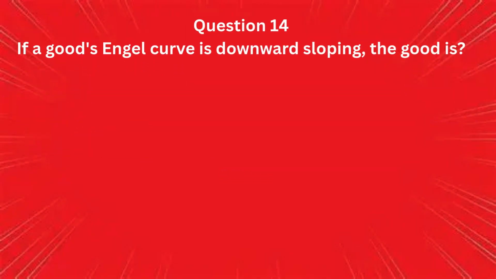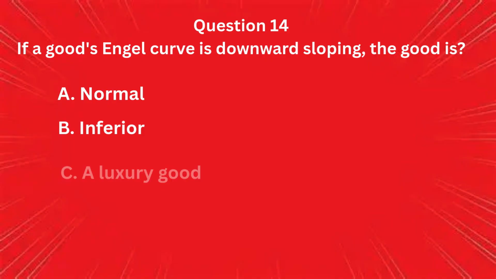If a good's Engel curve is downward sloping, the good is A. Normal, B. Inferior, C. A luxury good, D. A necessity.